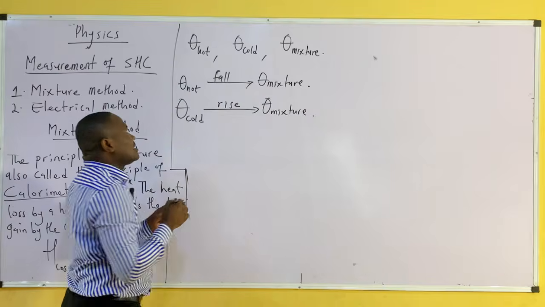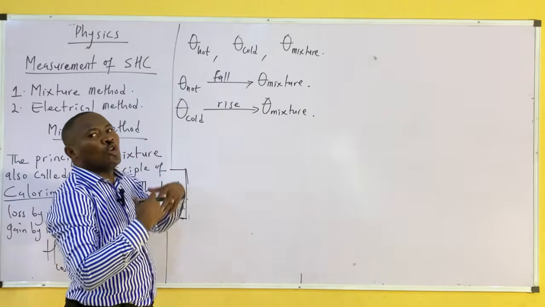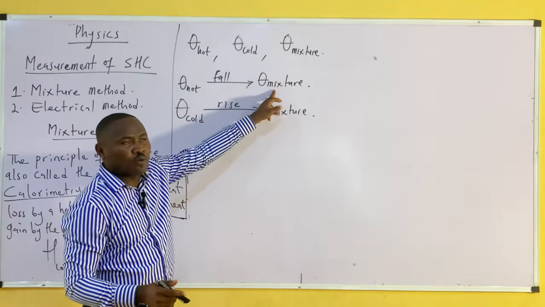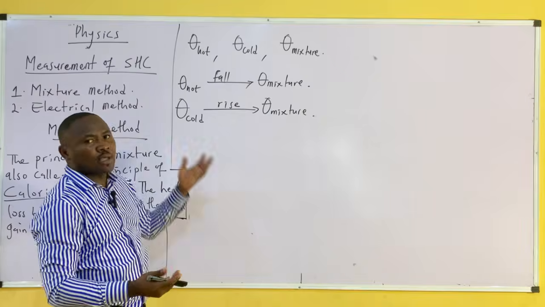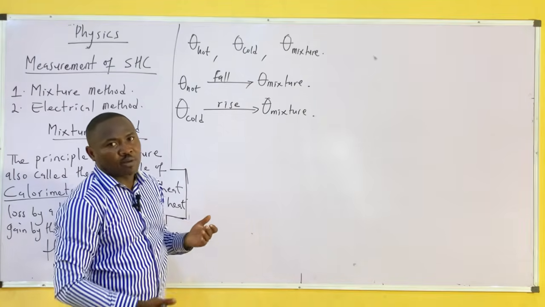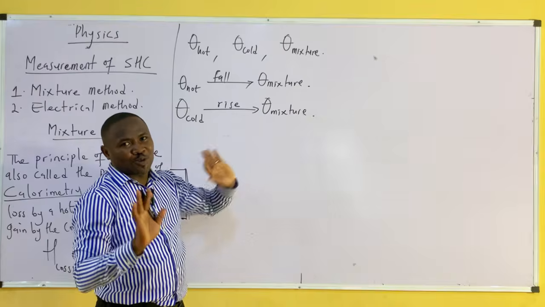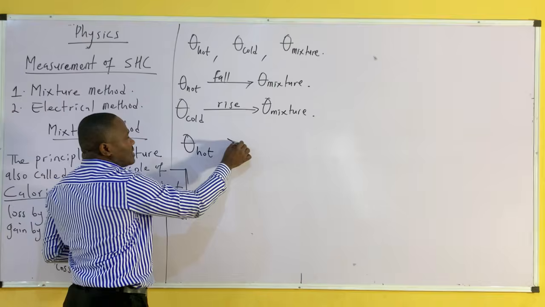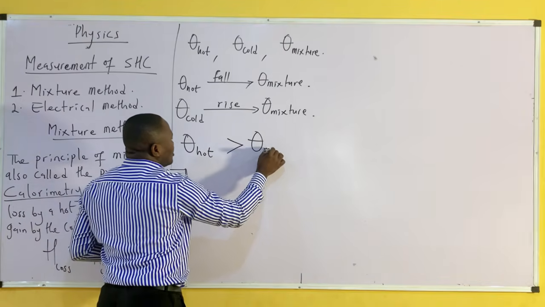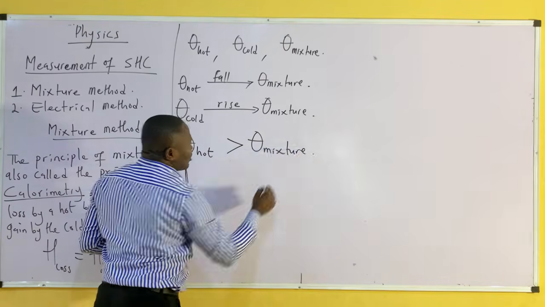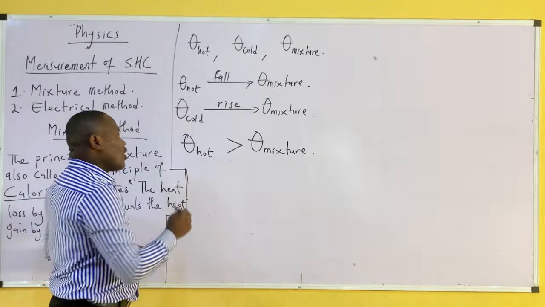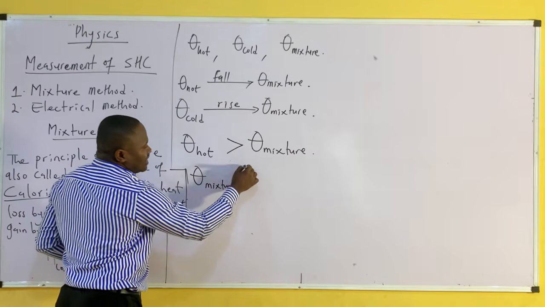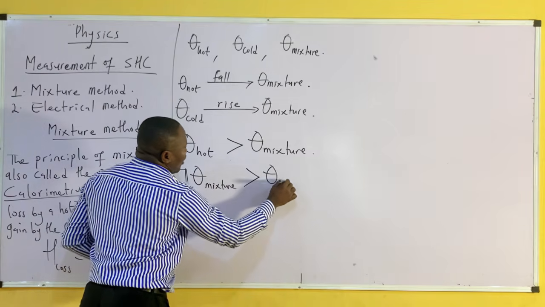Now look at the words: to the temperature of the mixture. We are not saying that the hot water will lose heat to the cold water and it will fall. The temperature will fall to the temperature of the mixture. The cold water will gain heat and the temperature will rise to the temperature of the mixture. That means the temperature of the hot is greater than the temperature of the mixture, while the temperature of the mixture, very important, is greater than the temperature of the cold.